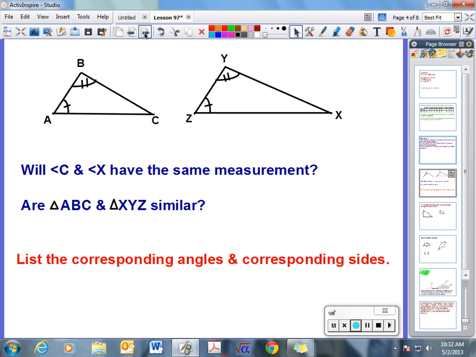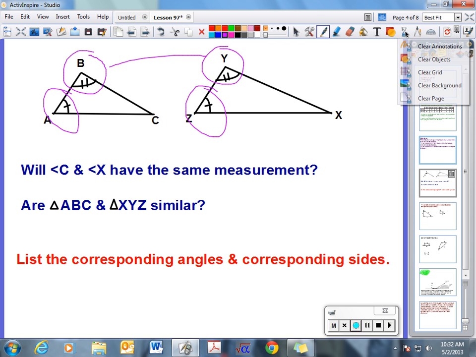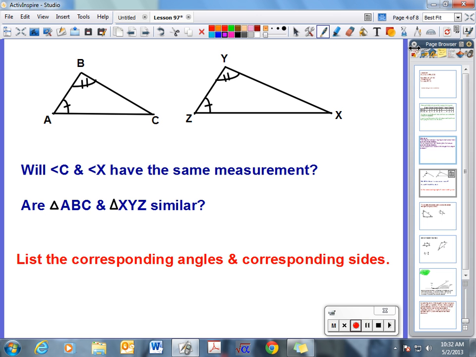You can tell by the congruency marks here that angle A is congruent to angle Z. And then you've got the congruency marks here for angle B being congruent to angle Y. Now, knowing those two pieces of information, would you say that angle C and angle X have the same measurement? Well, what we know about triangles is that they always have to equal 180 degrees. So if these two equal this, and you add in a third angle to each one, you're going to need them to total 180 degrees. So yes, they would have the same measurement. So that answer is yes.